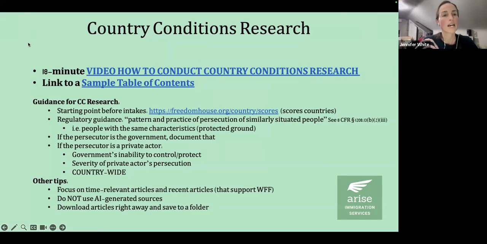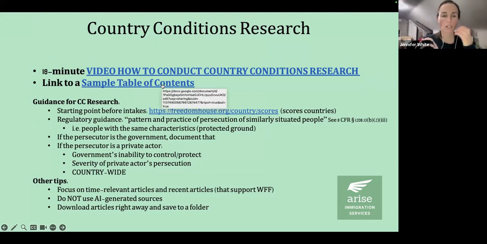Okay, the second big portion of the case is country conditions. So we have a really helpful 18-minute video on how to complete country conditions. The link is here, it's a hyperlink. And then here's a link to a sample table of contents.